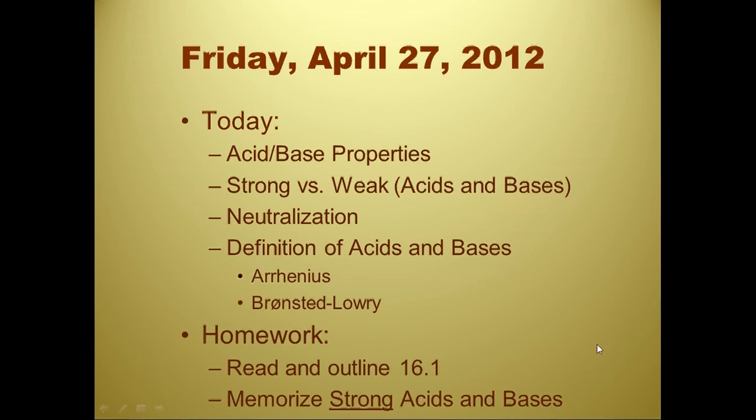Okay, here we go. Today's Friday, April 27th, and today we talked about a variety of things. Everything has to do today with acids and bases because that's our new topic. So we talked about properties of acids and bases. We talked about what the difference is between a strong and a weak acid or base.